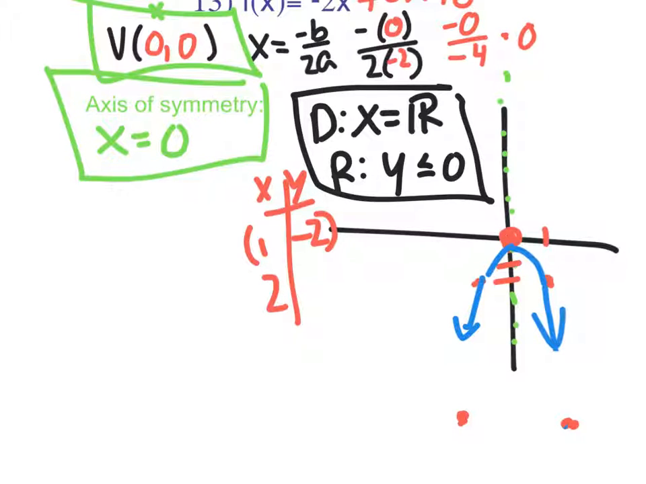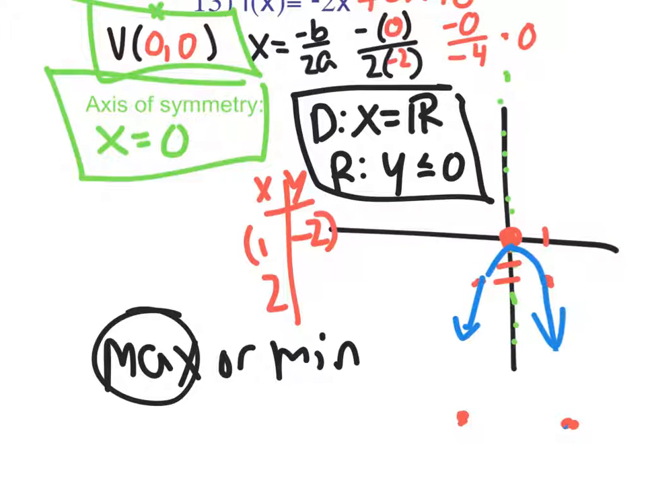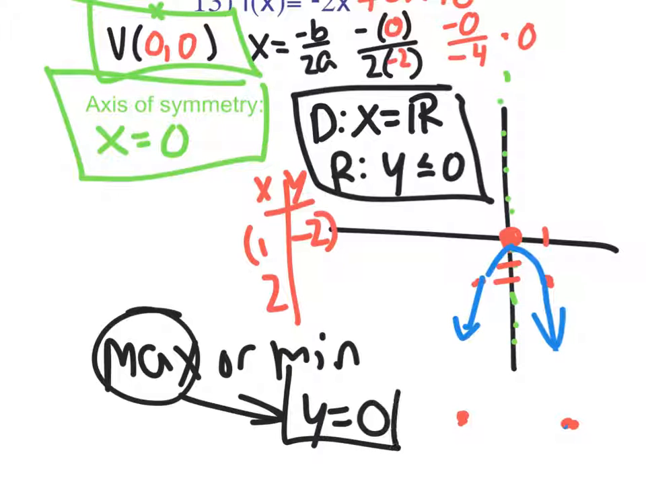What else could we ask? We could ask, is it a max value or a min value? So it's definitely a max. And now what is the max value? You could say y equals 0. Technically, you could give me the value of the vertex. You could say that the max value is 0, 0. But when you're talking about max or min, you're talking about y values. So the highest y value is 0, so you could say y equals 0. So this would be another point right there, stating that it's a max value, and that max value is y equals 0. Okay?